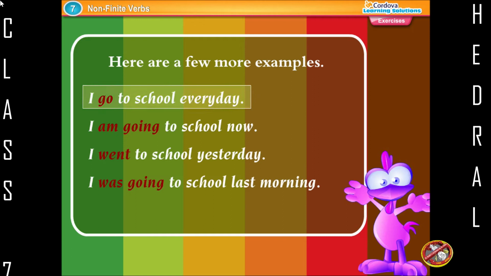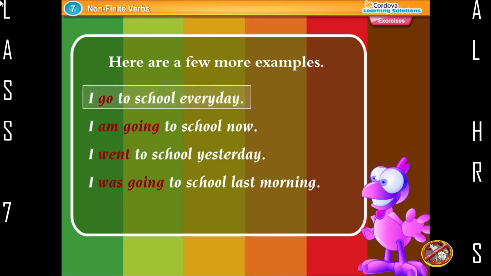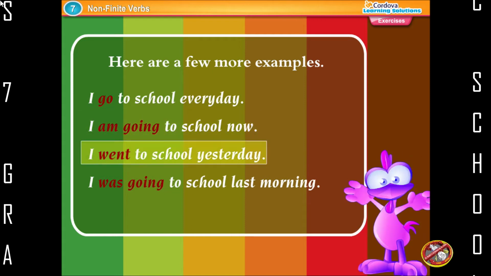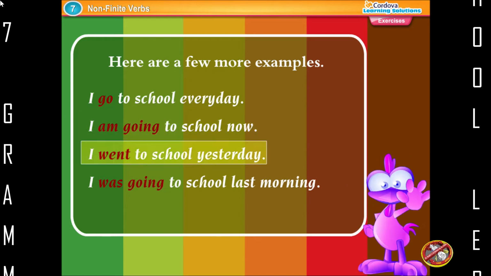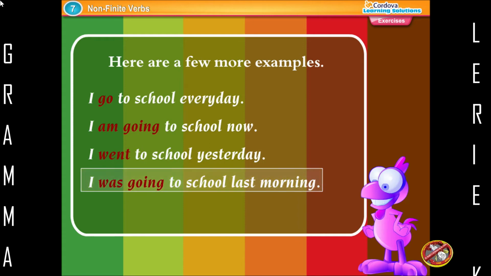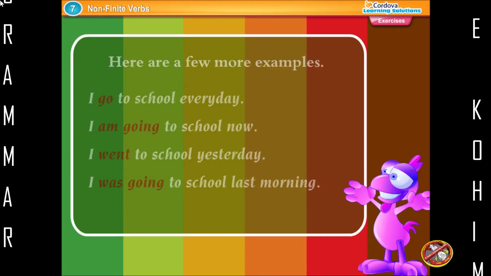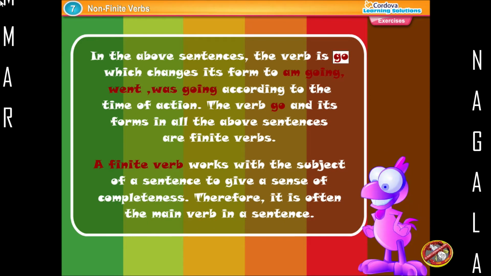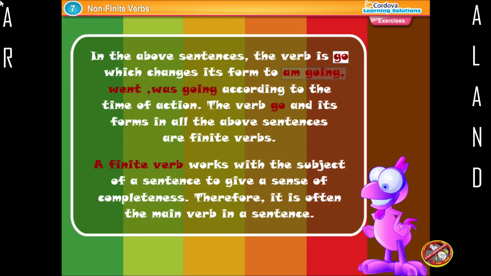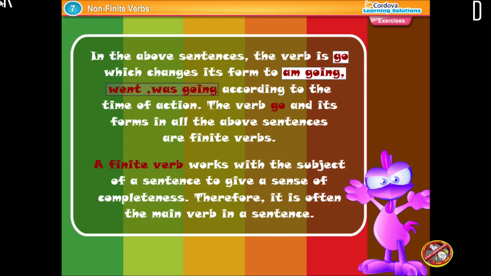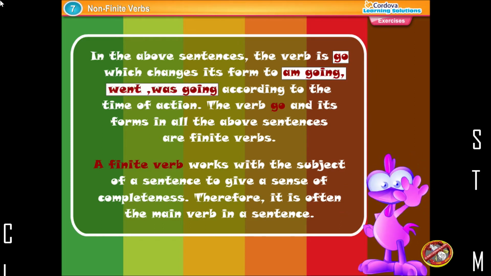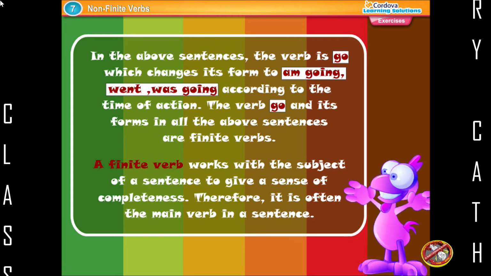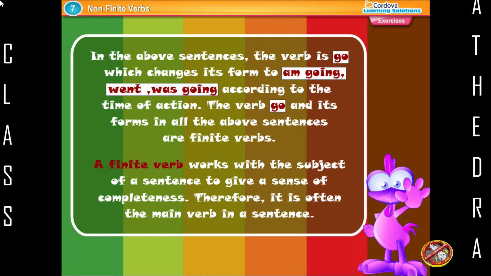I go to school every day. I am going to school now. I went to school yesterday. I was going to school last morning. In the above sentences, the verb is go, which changes its form to am going, went, was going, according to the time of action. The verb go and its forms in all the above sentences are finite verbs.